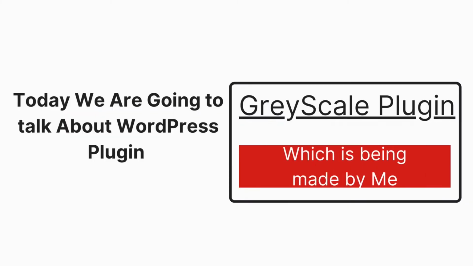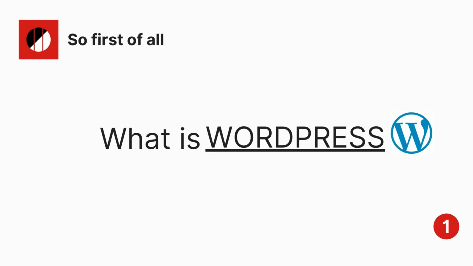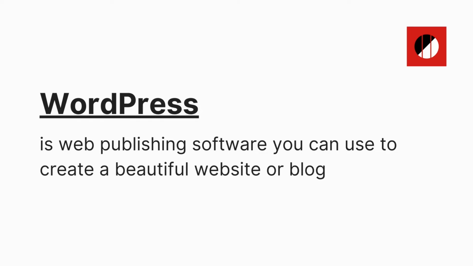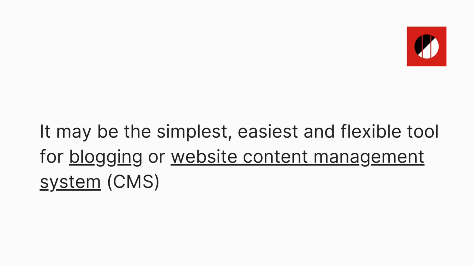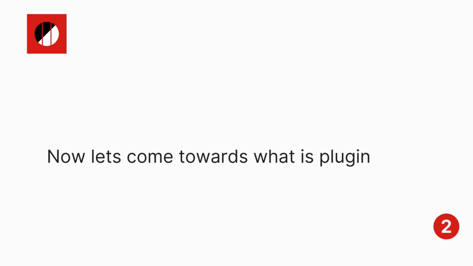Today we are going to talk about WordPress plugin, that is GreyScale plugin, which is being made by me. So first of all, what is WordPress? WordPress is a simple web publishing software you can use to create beautiful website or a blog. It may be a simple and easiest flexible tool for blogging or website content management system. So it means that you can use it to create beautiful websites, or you can also use it to just do the blog.